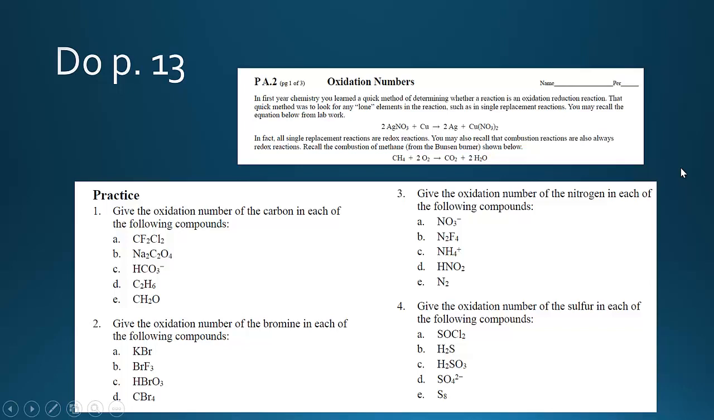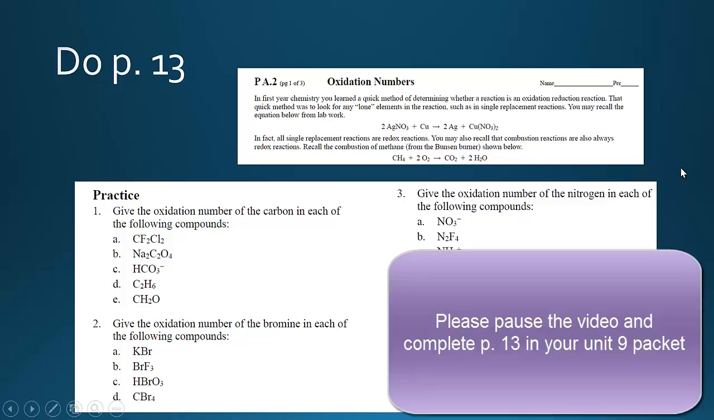With that being said, on page 13 in your packet, you are asked to determine the oxidation state of specific atoms within a compound. So for the first one, you're determining carbon, and so on. Please pause the video and complete page 13 in your packet.